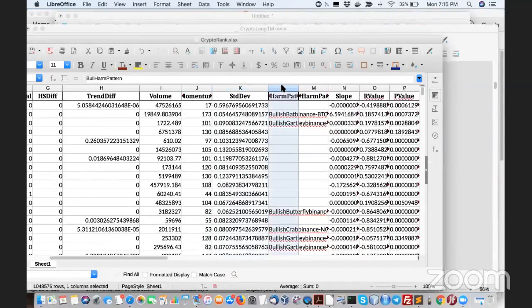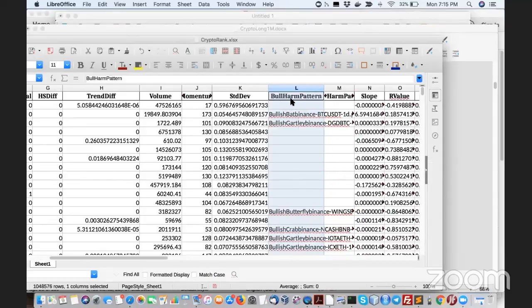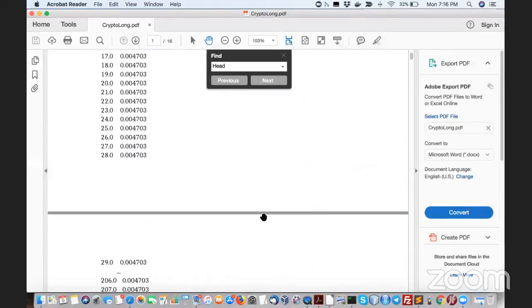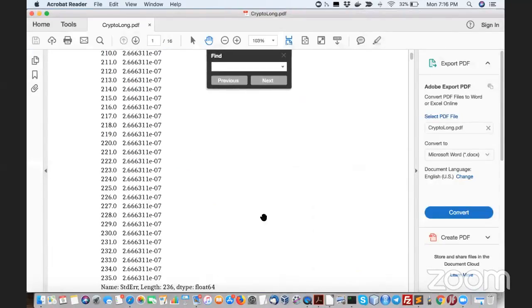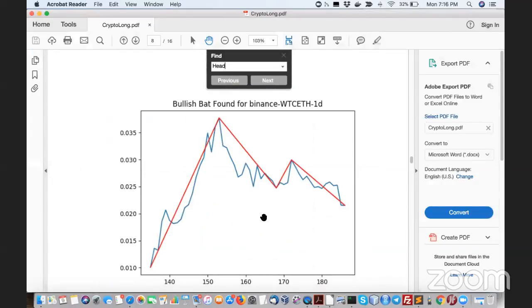The next column is what we call the bullish harmonic pattern. And basically, when you look at the report, you'll find that some currency pairs have the ability to generate these harmonic patterns. So in this case, we have a bullish, sometimes it'll be bearish, and it's just to confirm potential market reversal.